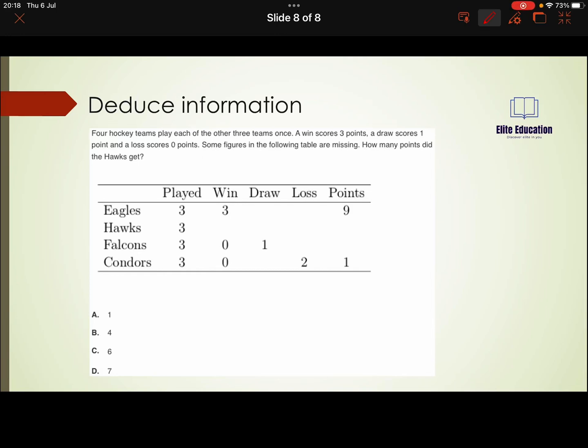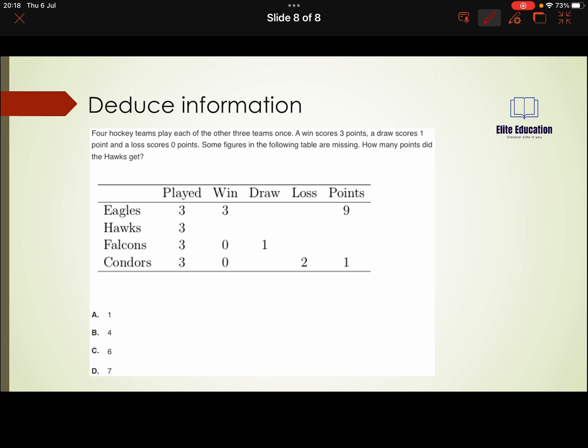This question is a deduce information question. If you have learnt how to deduce information before, deduce information is basically when you find out conclusions based on some clues that you have been given. However, these have not been stated. You just find them out based on what you have been told.